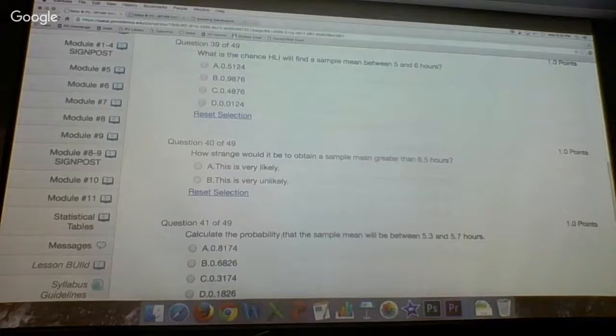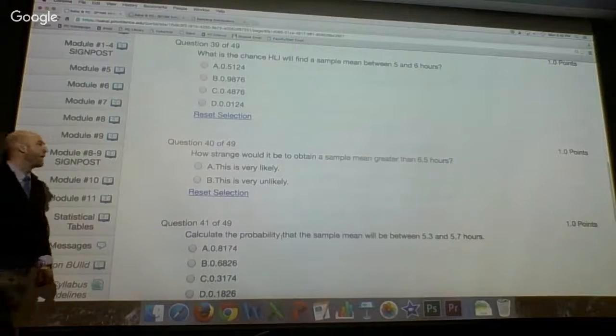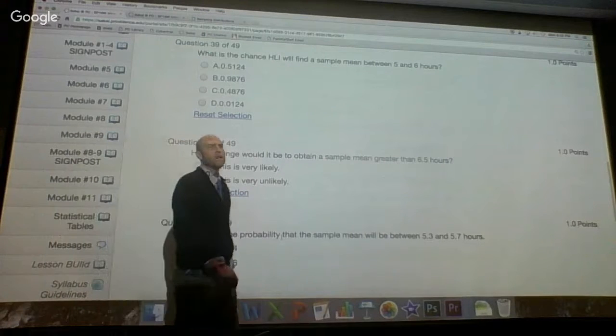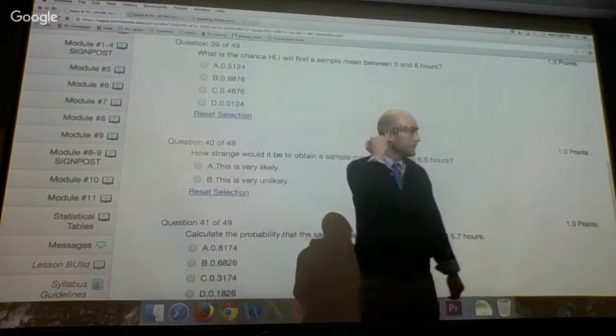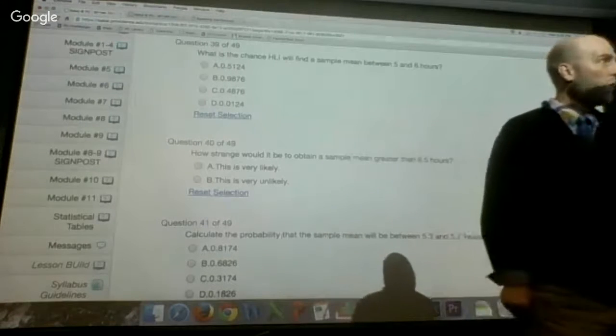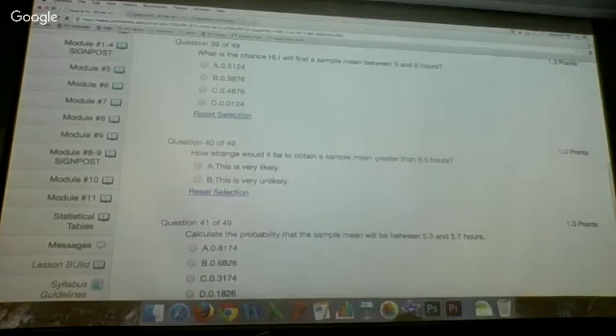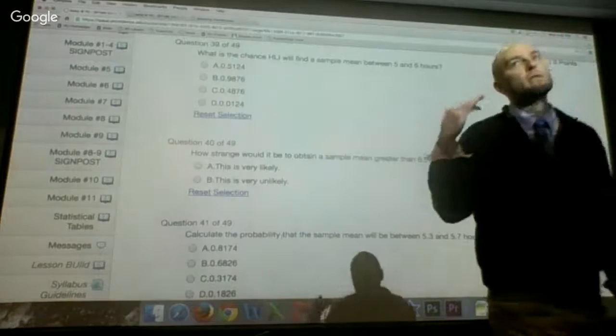How strange would it be to obtain a sample mean greater than 6.5 hours? Very likely or very unlikely? James, talk to me. Very unlikely because the z-score would be over 3. Yeah, over 3. Actually, no, it would be about 3, wouldn't it? I think so, yeah. No, it'd be like 6.5 minus 5.5 is 1 divided by 0.2 is 5. So 5's a big z-score.